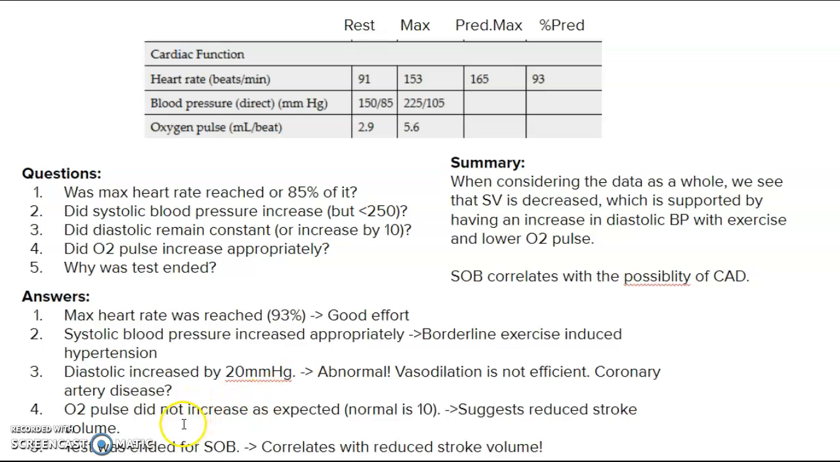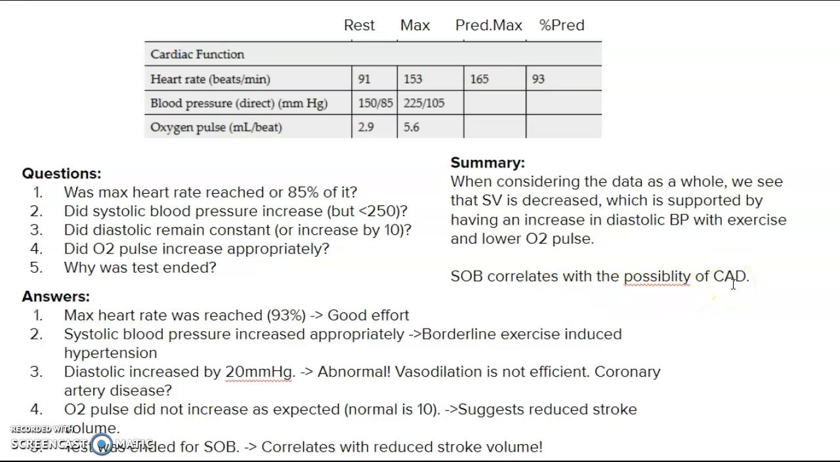Next, we want to take a look at why the test was ended. The test was ended for shortness of breath. Shortness of breath can be a symptom that occurs with coronary artery disease and can correlate with a reduced stroke volume. If not enough blood is pumping out of the heart, you're going to have an abnormally elevated heart rate, which may make your patient look like they gave good effort. But when you take it in combination with their elevated resting heart rate and their O2 pulse, which did not increase as it should, when you look at all of this, you have to start thinking their shortness of breath is possibly due to coronary artery disease.